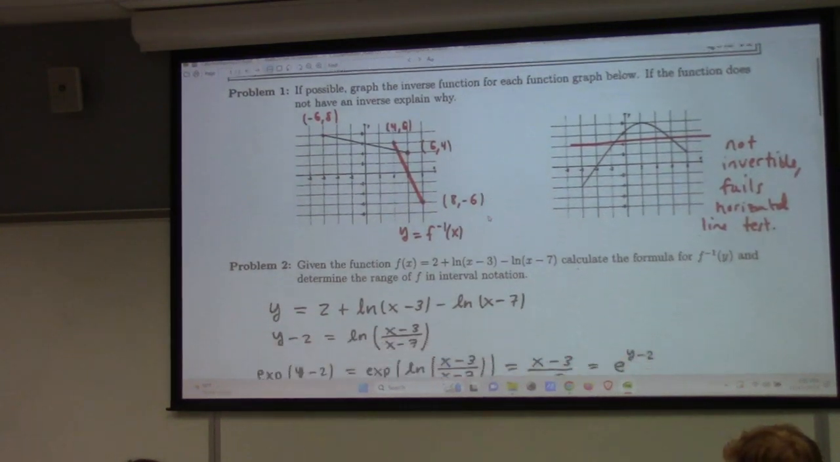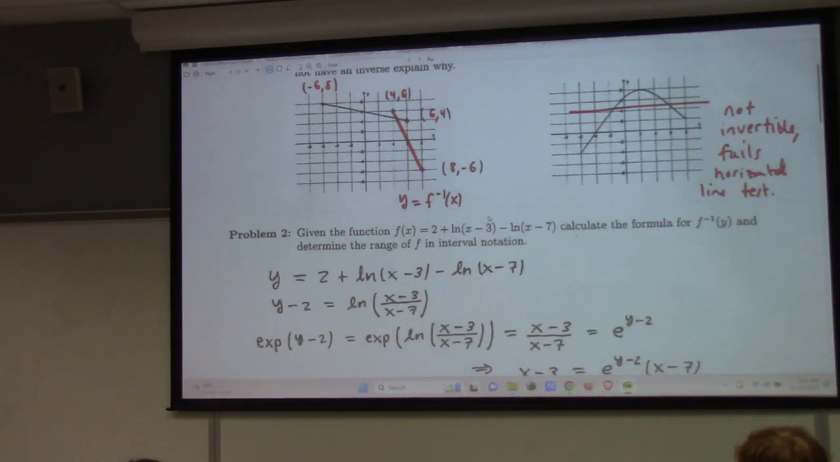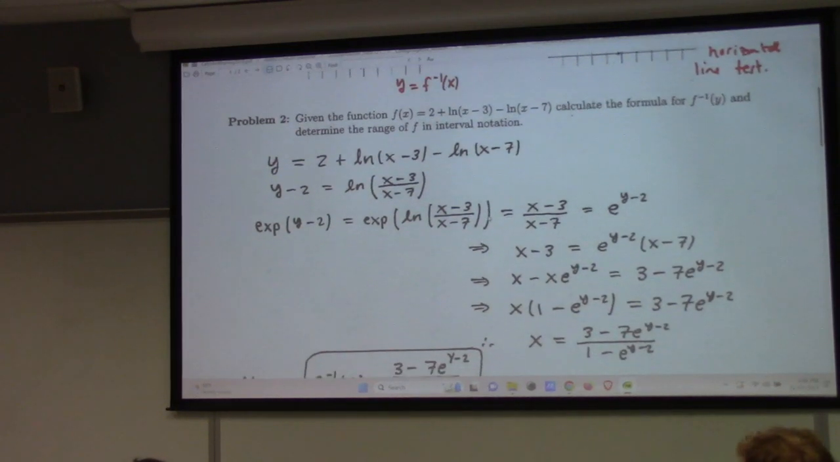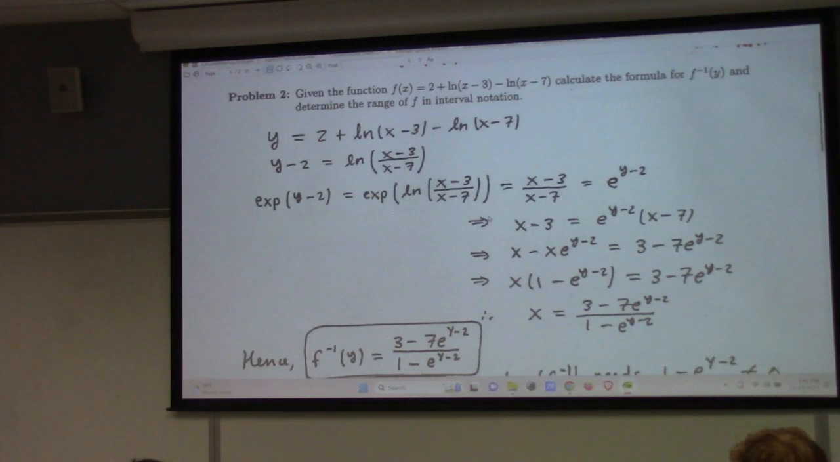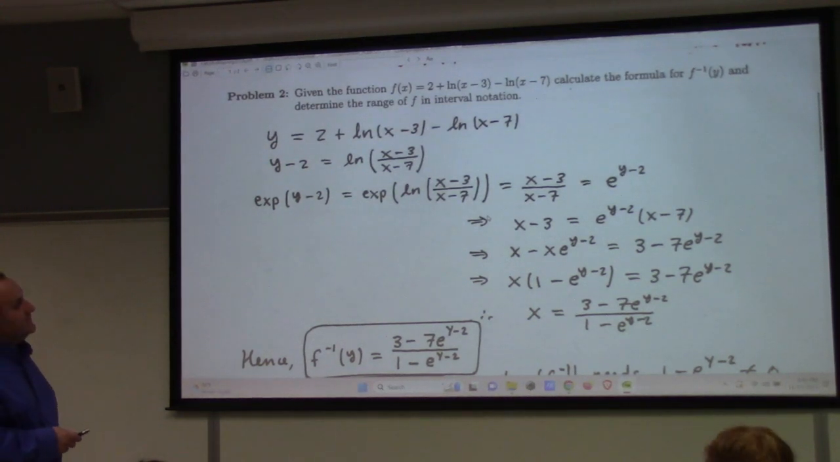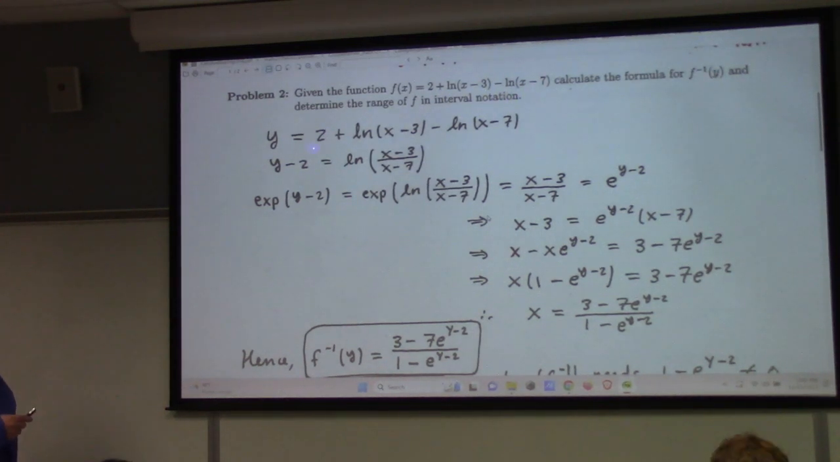Now problem 2. Problem 2 is a little bit more exciting. I don't know if we've worked exactly problem 2 before, but you should have everything you need to solve problem 2 if we just combine the concepts that we've gone over. So to find the formula for the inverse, we write y is equal to the expression which is given, in this case 2 plus ln(x minus 3) minus ln(x minus 7). Then my goal is to solve for x.